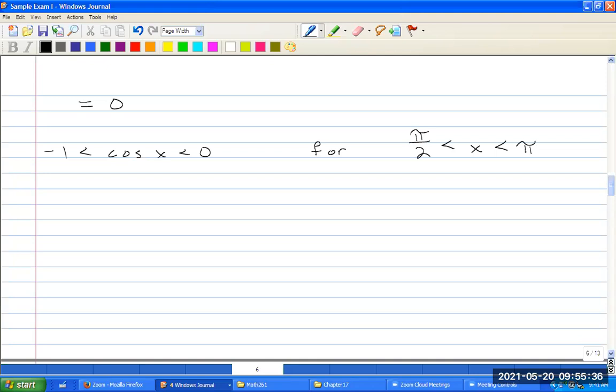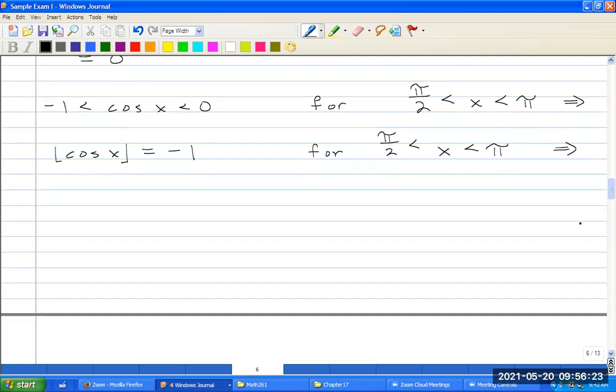So therefore, the floor of cosine of x, well, what's the greatest integer less than or equal to some number that's between -1 and 0? Well, it's going to be -1. And this is for all of these. And so for x in that interval, for x between pi over 2 and pi.